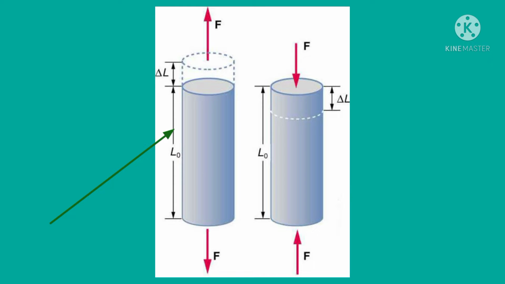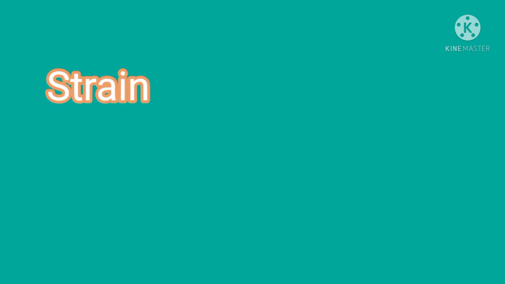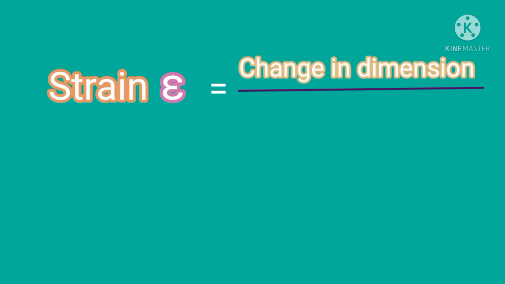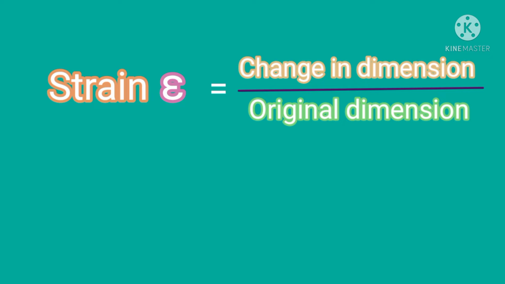Look here, the first cylinder is elongated. So, that extension delta L divided by the original length L0 will give the strain of this cylinder. And the second cylinder is compressed. So, that compressed length divided by original length will give us the strain produced in it. So, strain, which is denoted by the symbol epsilon, is equal to change in dimension divided by original dimension. Being a ratio of same quantities, it does not possess any units.